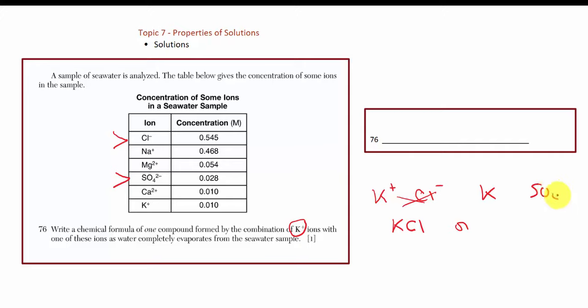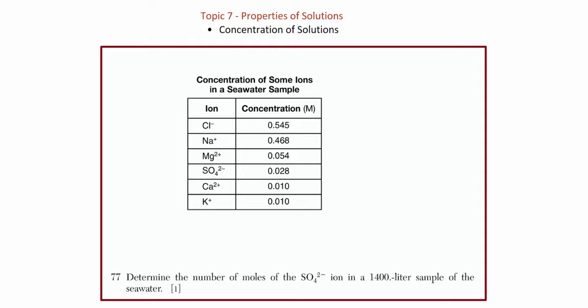Or if we put our potassium with the sulfate ions, the -2 charged sulfate ions, we crisscross those, we're going to get K2SO4. So which one do you want? It doesn't matter. You can put either answer in the space. I'll go with the simplest one, KCl. You could also answer this with K2SO4.